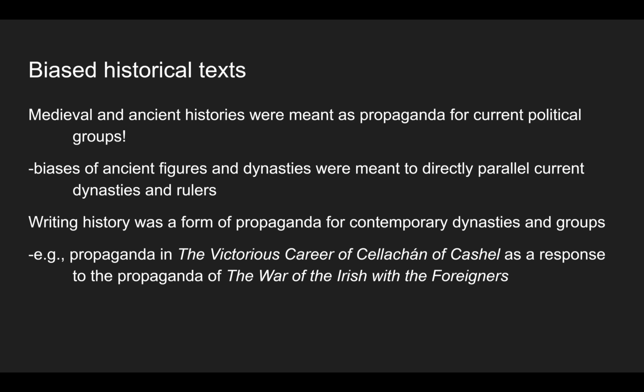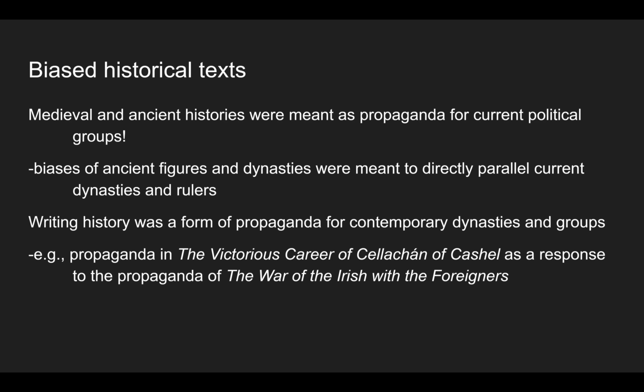So we can really understand these two tracts not just as wanting to preserve the history and write what happened during the time of the Viking raids in Ireland, but really it's a propaganda war where these two different dynasties, the Eóganachta, who wrote The Victorious Career of Cellachán of Cashel, and the Dál Cais, who wrote The War of the Irish with the Foreigners, are both trying to amplify their historical past to make themselves seem a lot more glorious and a lot more responsible for Southern Ireland's success against the Vikings, as a way to justify the current political climate.